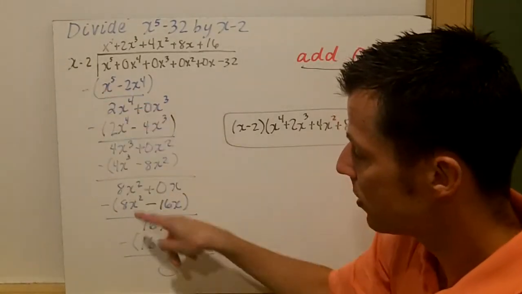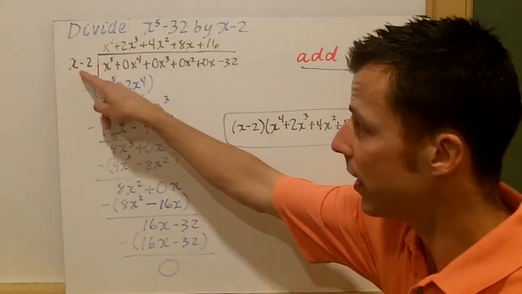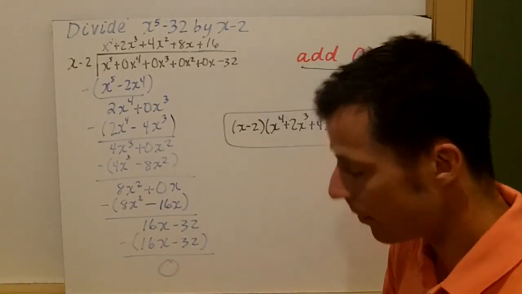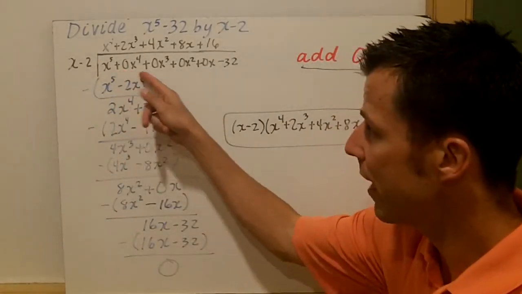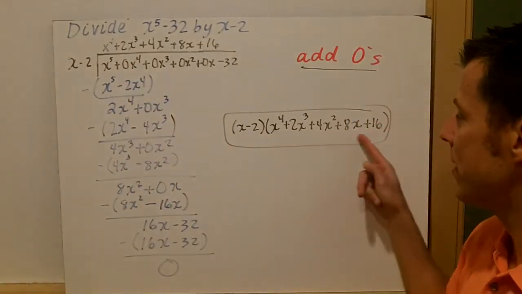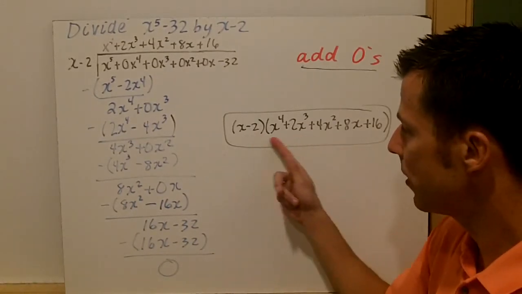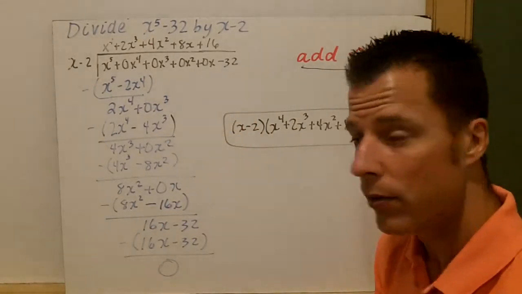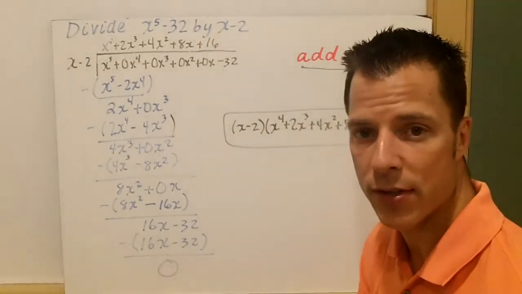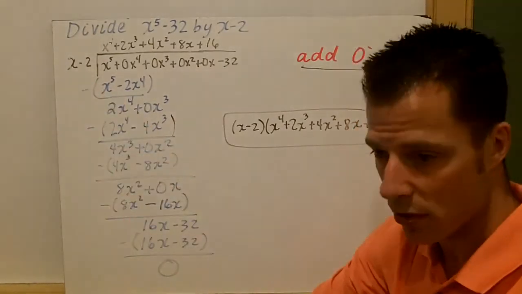Well, x goes into 16x 16 times, and now I multiply 16 times that binomial there, the x minus 2, and my remainder here is 0. So what this tells me, a couple things. Number one, x minus 2 is a factor of this. So the answer would simply be x minus 2 times this, right? So this is the two factors being multiplied out. If you multiply these two things out, you get this polynomial. Okay, so this is our quotient right here. I don't have to write the remainder because the remainder is 0, and 0 over x minus 2 is 0.